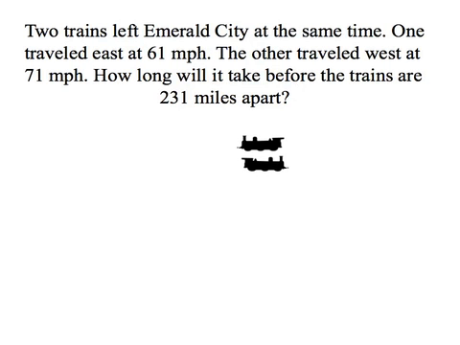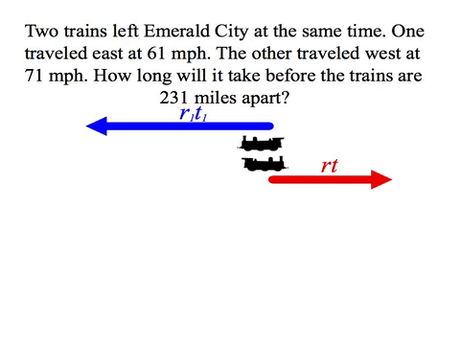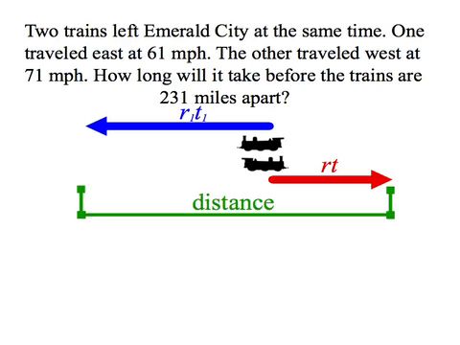And here's a second type of problem. We have the trains. They're leaving Emerald City at the same time. And the slower train is traveling east at 61 miles an hour, and the faster train is traveling west at 71 miles an hour. And our question, how long before they're 231 miles apart? Well, let's fill in what we know. It's very clear that they left at the same time. So instead of a t and a t sub 1, that variable can be the same.